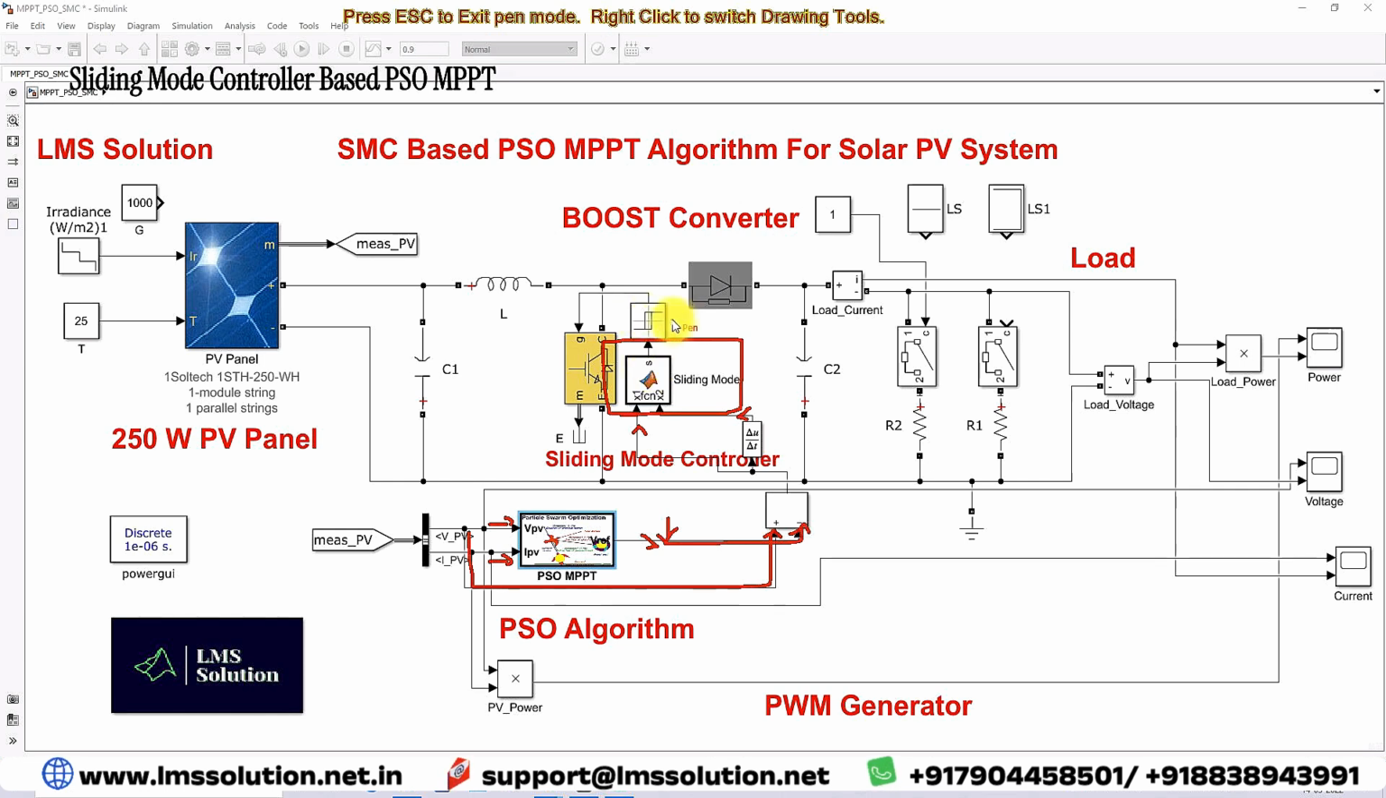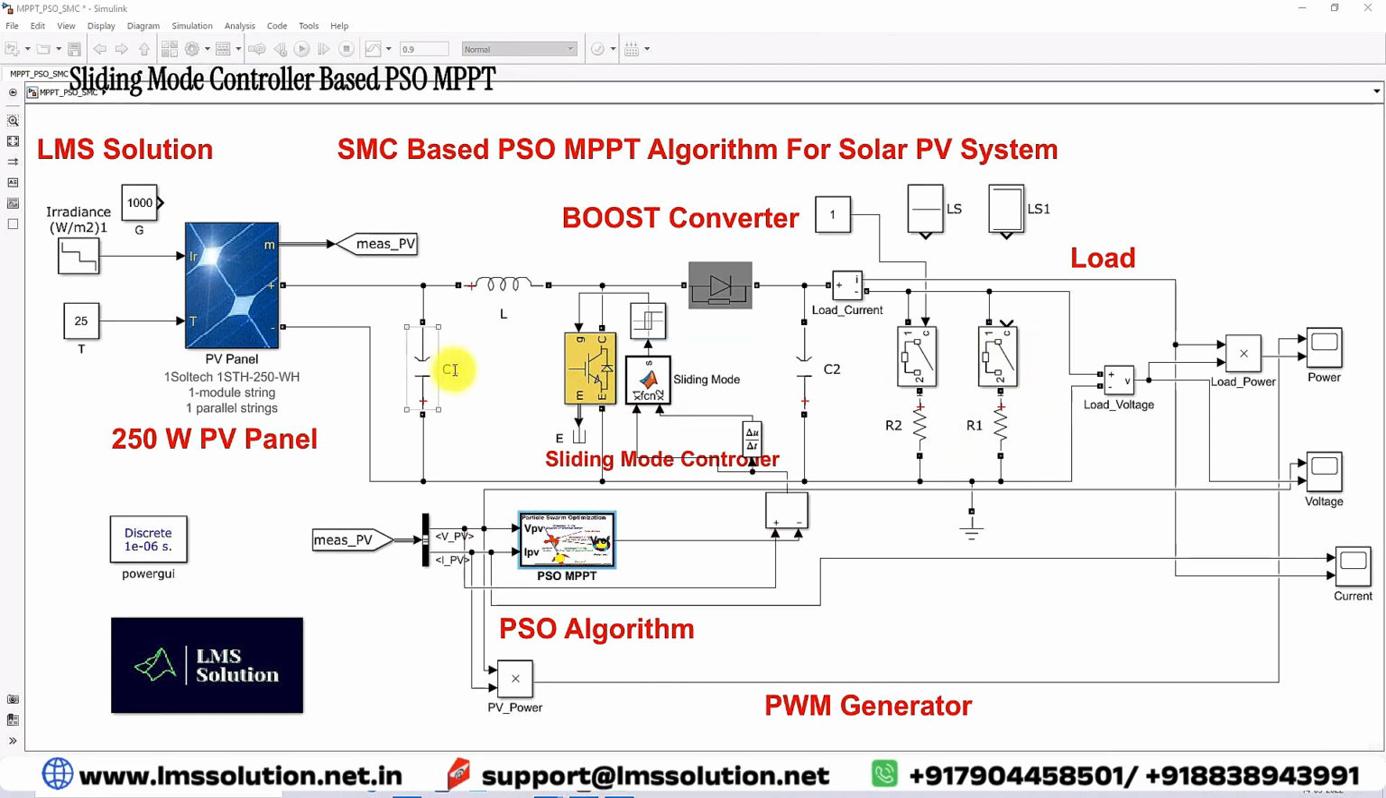for this hysteresis controller. This hysteresis controller processes this control input from the sliding mode controller and will generate the pulse for this IGBT in order to extract the maximum power from the PV panel. This power will be supplied to this load, DC load.